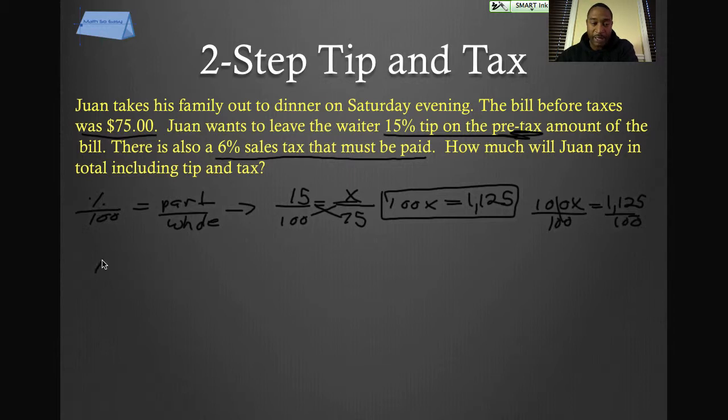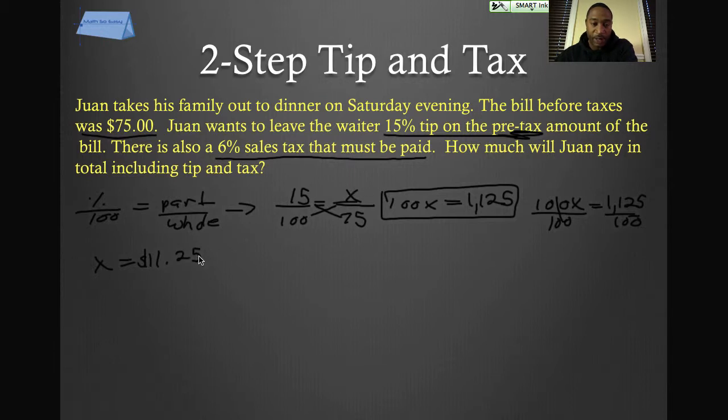We're going to have x is equal to, now we have to do this division. So once again, you want to go to your calculator. I got 1,125 divided by 100. That's going to equal 11 and 25 hundredths. But in money, that is $11.25. Okay, so now we know that x is equal to that.